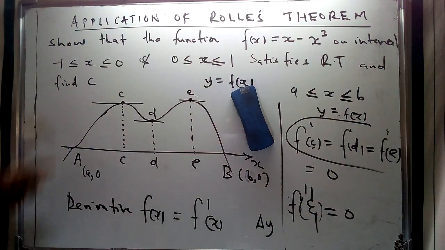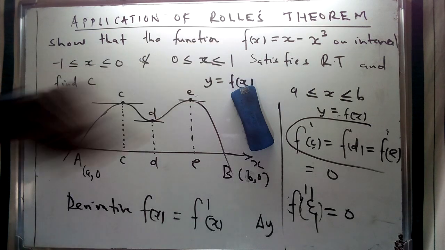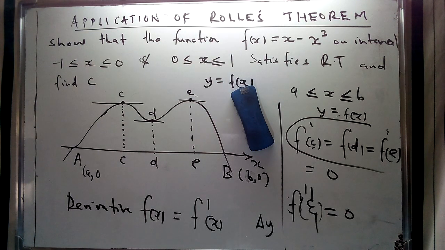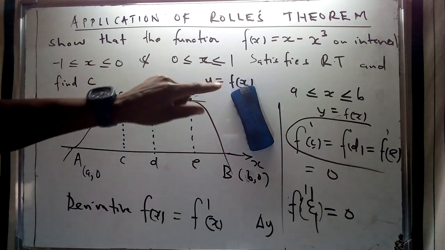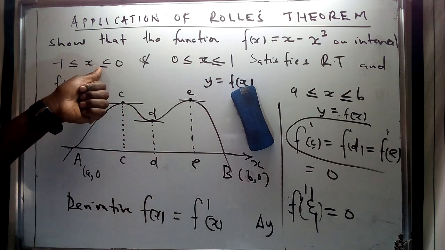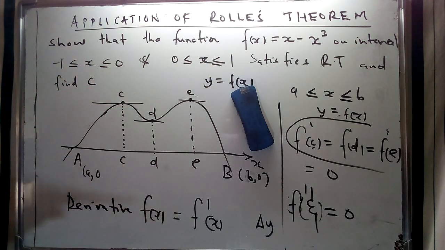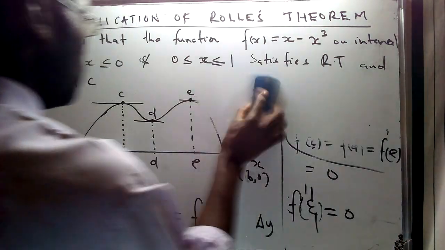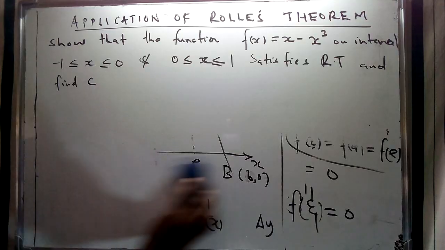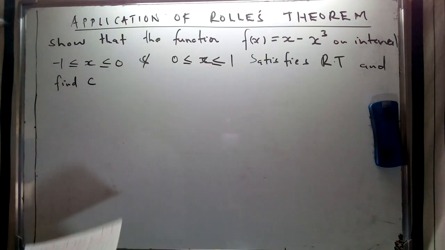So therefore, our question asks us to show that the function f of x, x minus x cubed, on this interval satisfies Rolle's theorem. So this is a range of values on the x-axis that are going to stretch between -1 and +1, given as such. And therefore, we're just going to give a general illustration for this specific case of Rolle's theorem and try to apply it and see whether we can find the value that we have referred to as c.